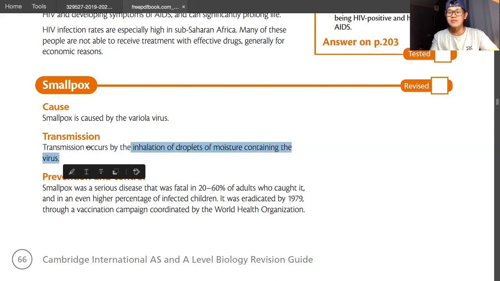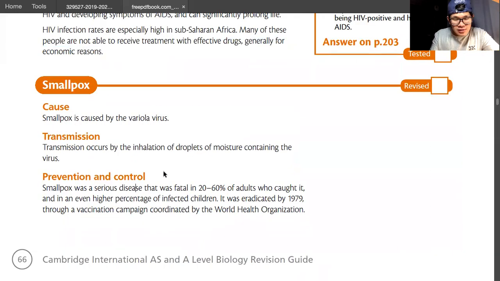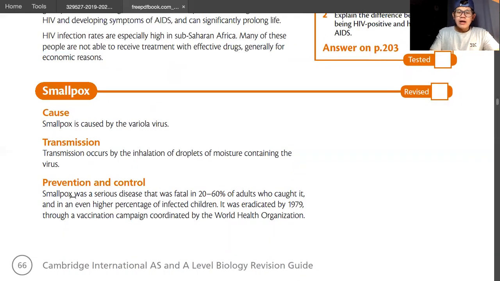So ini contohnya macam TB kan. Kalau misalnya orang yang ada smallpox bercakap, and then the droplets terkena arah hidung orang lain, dan then tersedut, orang itu pun boleh terkena smallpox as well. And the good thing about smallpox, well, not the good thing, it was a bad thing before. It was quite a fatal disease. It killed about 20 to 60% of adults.